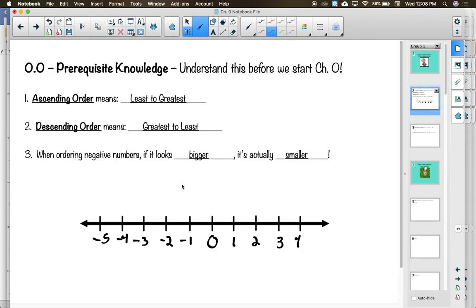Our brain plays tricks on us with negatives sometimes, but what you have to remember is if it's further down the number line, away from 0, it's going to actually be a smaller number. So -5 is the smallest number that I have on the number line right now. -2 is bigger than -5. -1 is bigger than -2. So if it looks bigger, it's actually smaller when it comes to negatives.